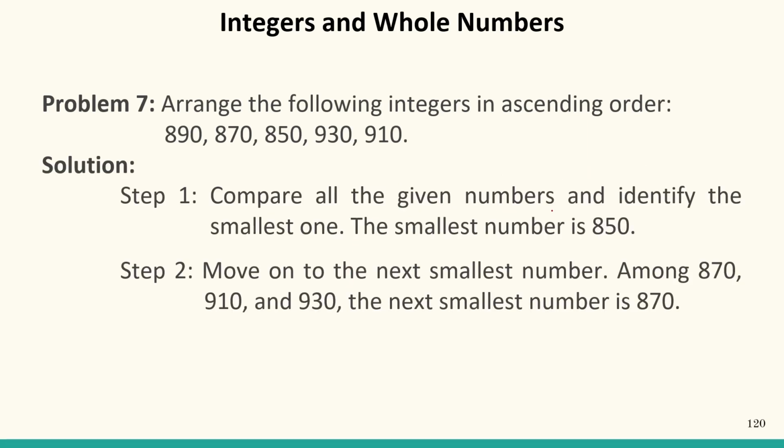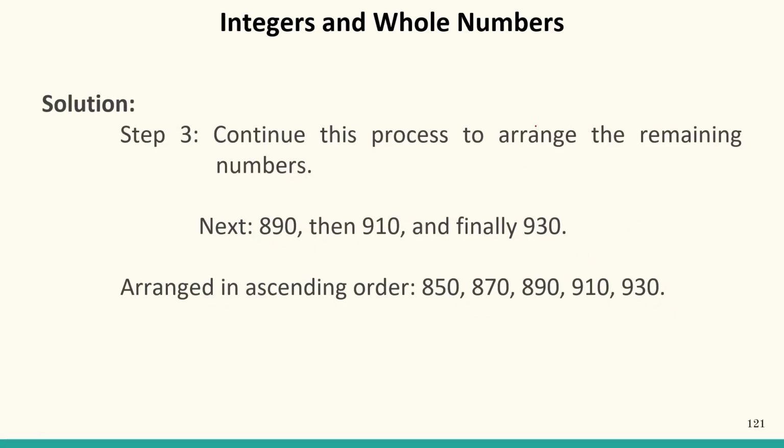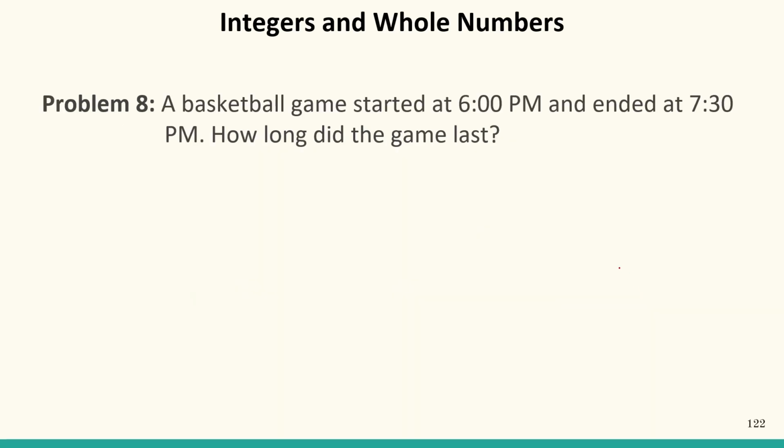So compare all the given numbers and identify the smallest one. The smallest number is 850. Move on to the next smallest number. Among 870, 910, 930, the next smallest number is 870. Continue this process to arrange the remaining numbers: next 890, then 910, and finally 930. So arranged in ascending order: 850, 870, 890, 910, 930.